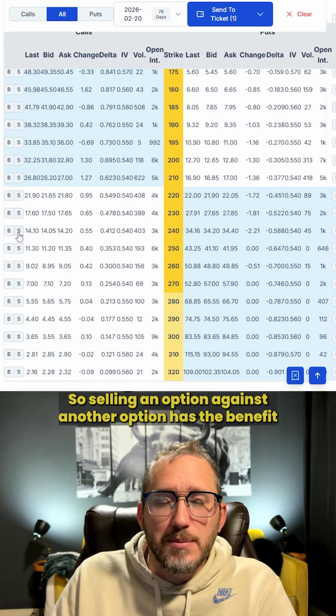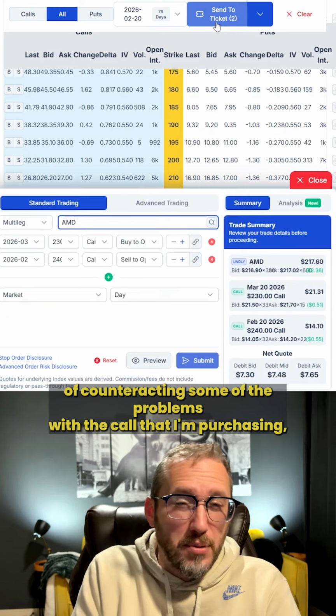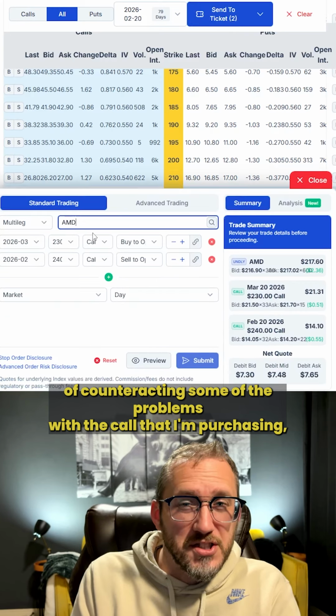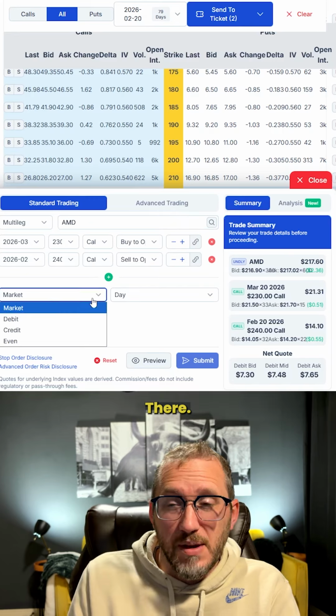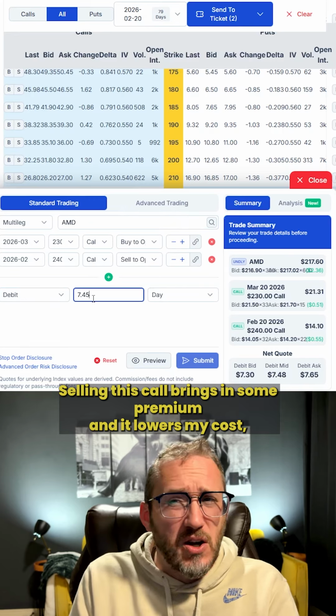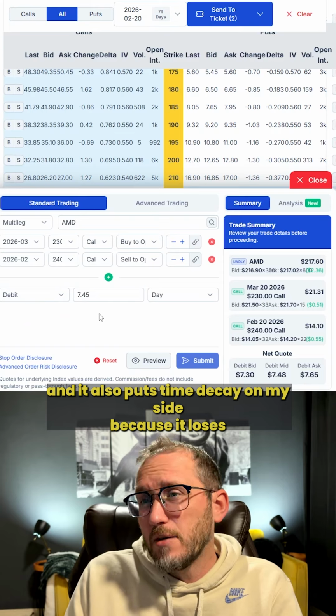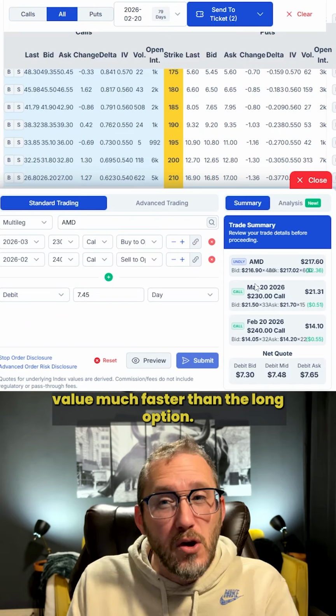So selling an option against another option has the benefit of counteracting some of the problems with the call that I'm purchasing, namely the cost and the time decay that works against me there. Selling this call brings in some premium and it lowers my cost, and it also puts time decay on my side because it loses value much faster than the long option.